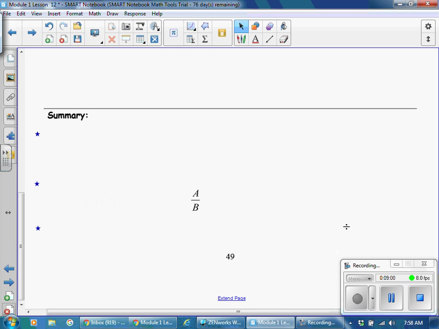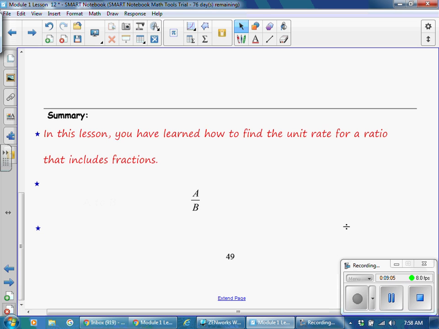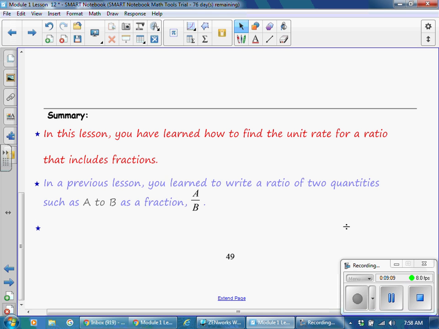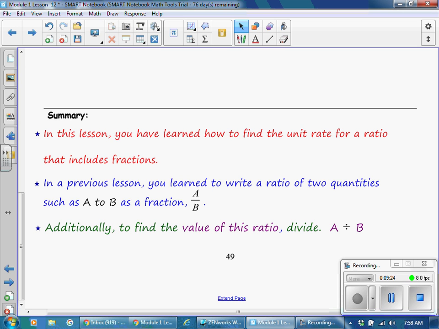In this lesson, you have learned how to find the unit rate for a ratio that includes fractions. In a previous lesson, you learned to write a ratio of two quantities, such as A to B, as a fraction, A over B. Remember that the first item is the numerator. Additionally, to find the value of this ratio, you would divide A divided by B. That's a wrap for lesson 12.